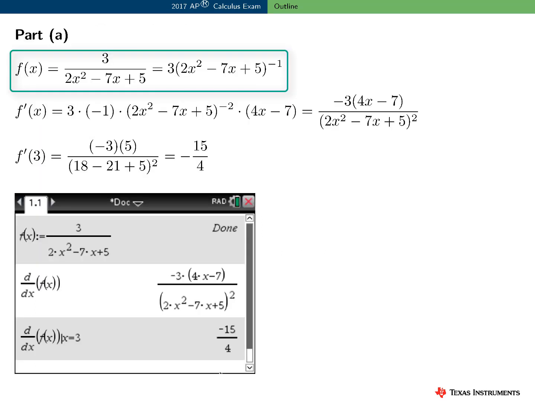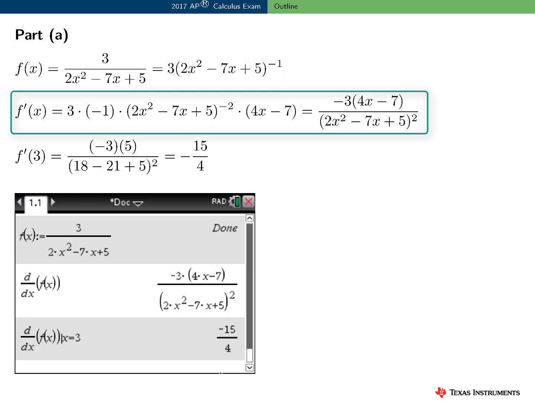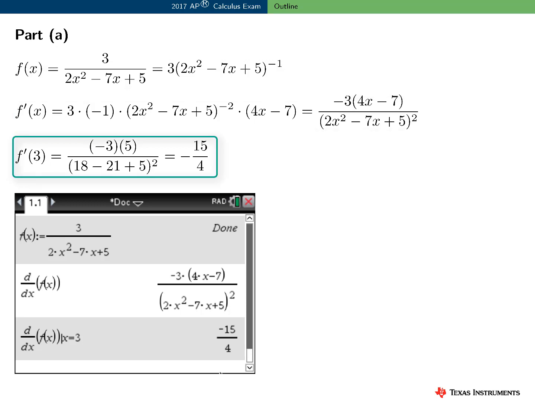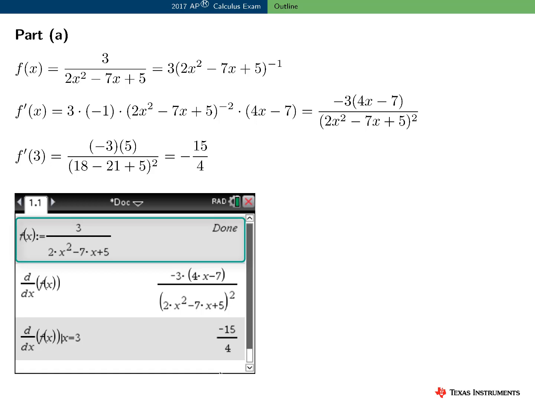To solve part A, start by rewriting the expression for f, because it's easier to use just the chain rule to find the derivative, and not the quotient rule. Find the derivative, and then evaluate f prime of x at x equals 3. And here's a technology solution.